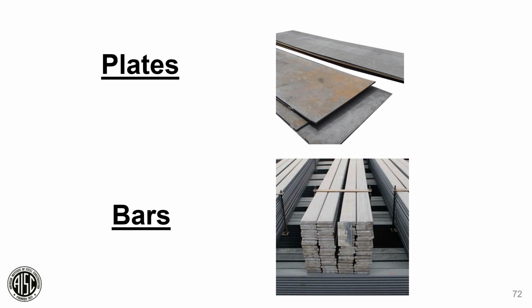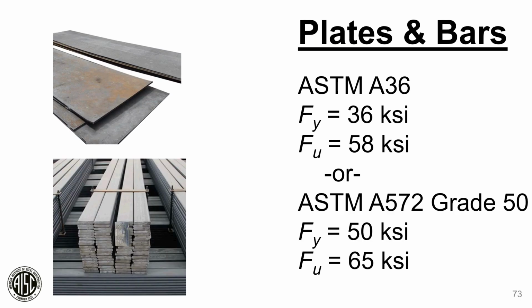Plates and bars. We can distinguish between the two by saying that plates are generally wide with the faces rolled, and bars are generally narrower with the faces and edges rolled. Plates generally come from plate mills, and bars generally come from bar mills. But in terms of materials, we can say they're both the same. So plates and bars are available as either ASTM A36 or ASTM A572 grade 50. So that is very common for both of them.